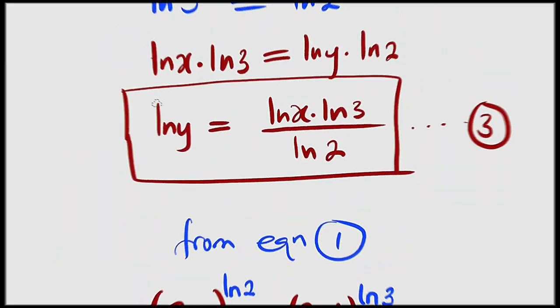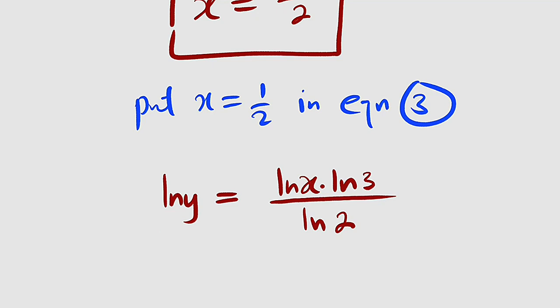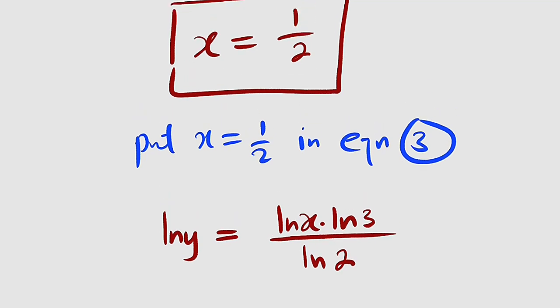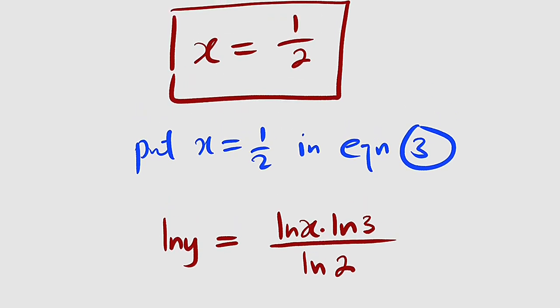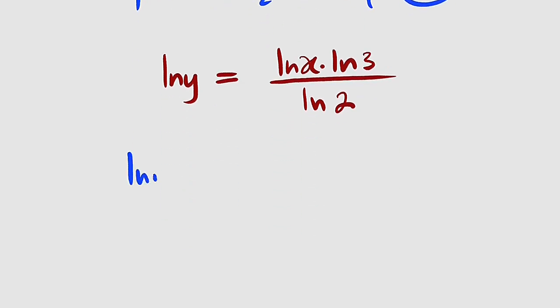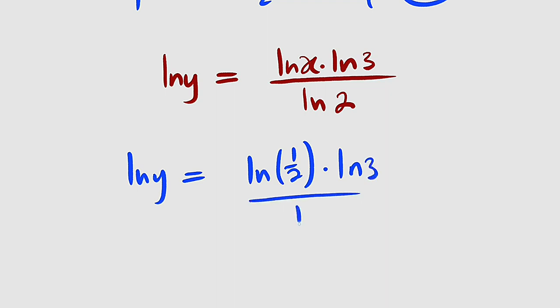Let me just copy that. And this is our equation number 3. Wherever we have x, we are going to replace it with 1 divided by 2. So this is ln y equal to ln x, which is what? 1 divided by 2 multiplied by ln 3 divided by ln 2. And you should know that 1 divided by 2 is the same thing as 2 raised to the power of negative 1, and that negative 1 can drop down to multiply, right?